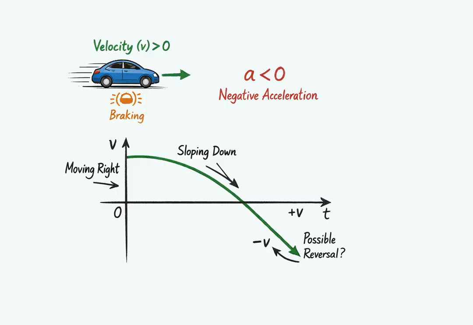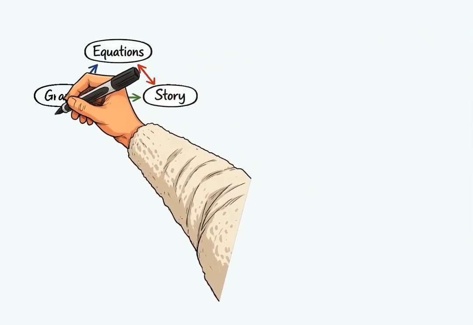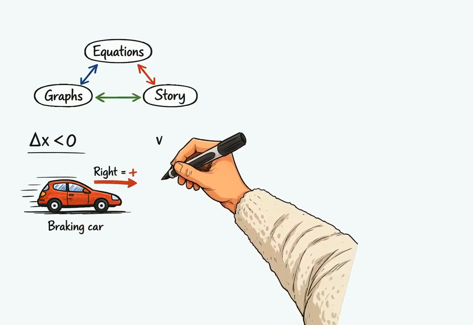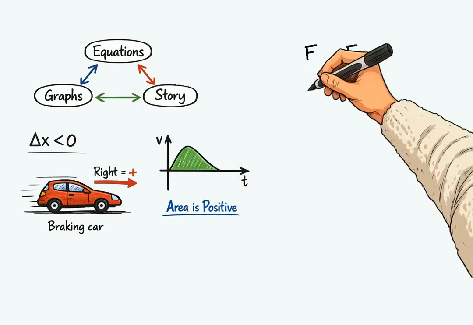That picture makes it hard to commit a common mistake, thinking negative acceleration means moving left. It doesn't. Negative acceleration means velocity is becoming more negative with time. If the velocity starts positive, becoming more negative simply means decreasing towards 0 and possibly crossing into negative if the motion reverses. The reassuring point is that you do not have to choose between equations, graphs, and words. You use them to check each other.